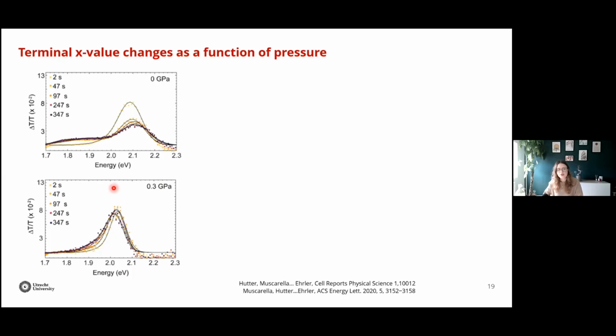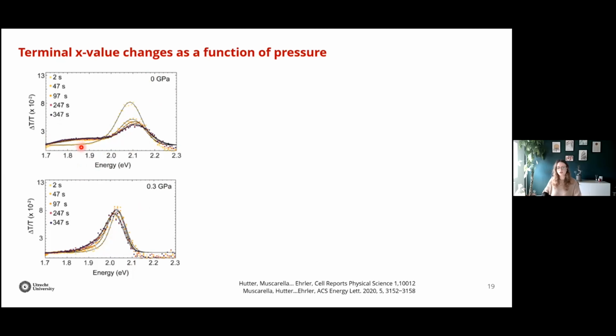Here again, you see that at ambient pressure, you immediately see the formation of the low energy phase, while at high pressure, you see a broadening, and probably there is also a second peak, that is not at the same energy position as at ambient pressure.